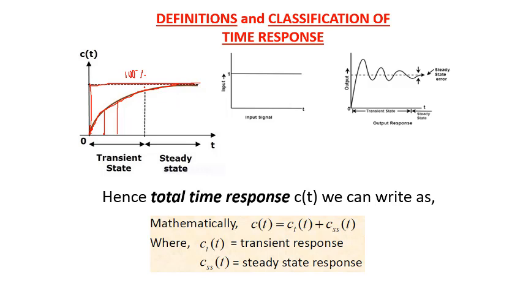And during this period till here, we call it the transient state. To reach near to 95% of the output, we also call it the transient period. After that, whatever time duration is taken and the output remains there, that part we call the steady state.